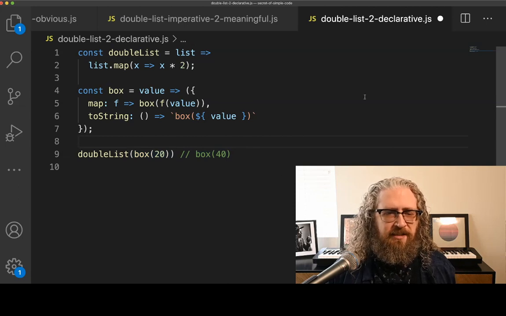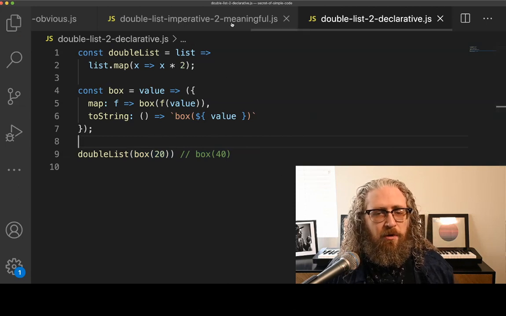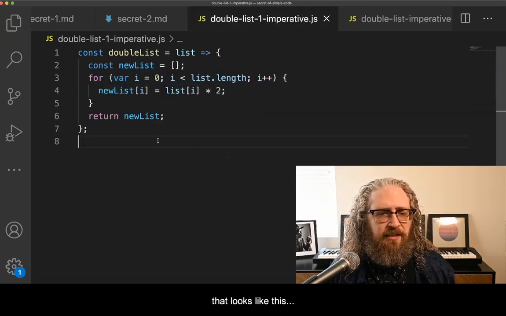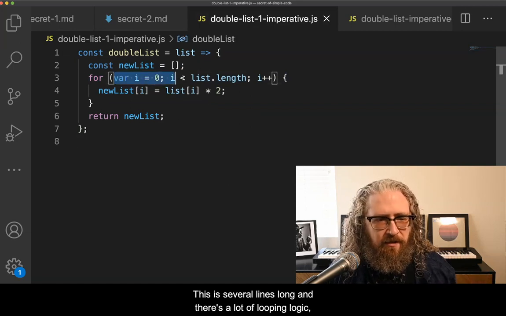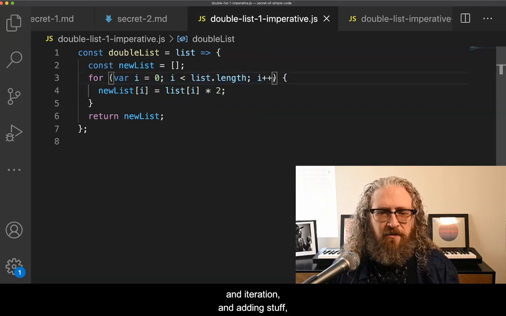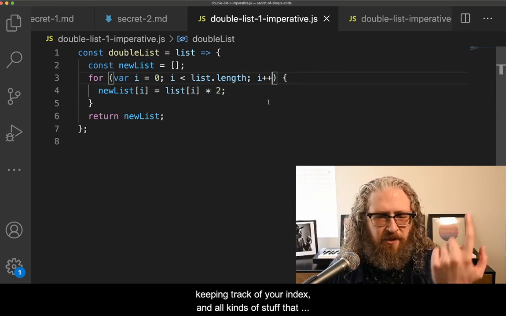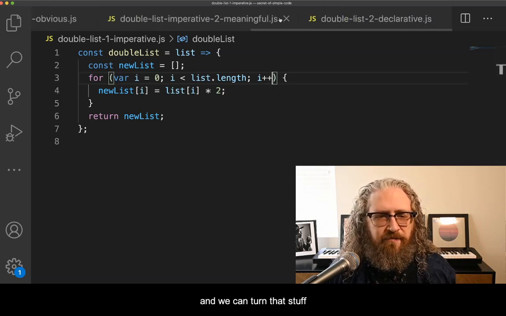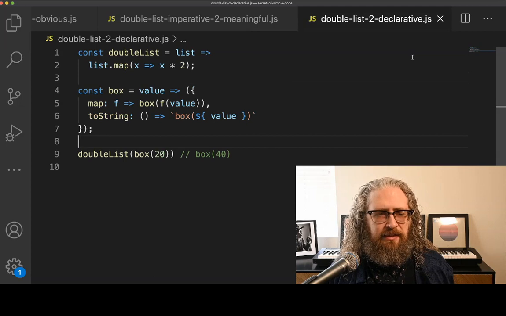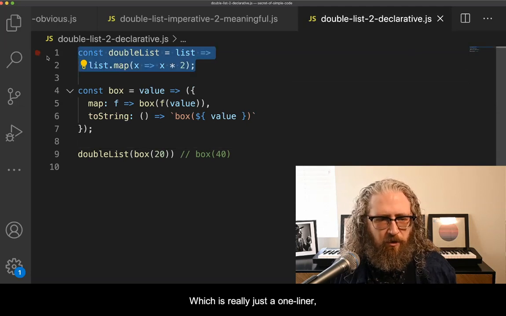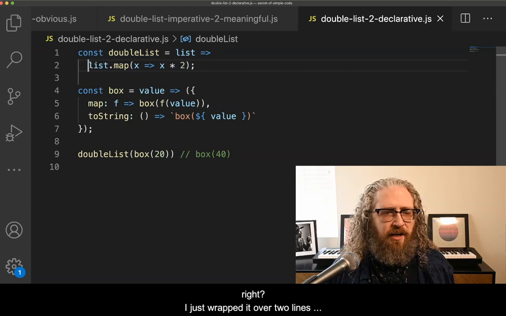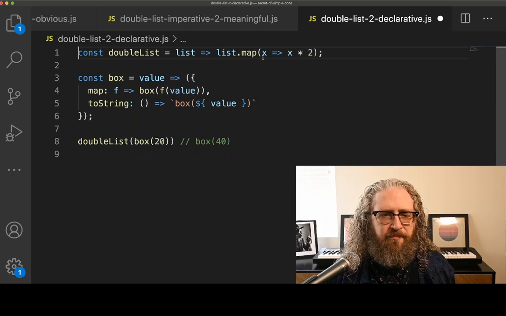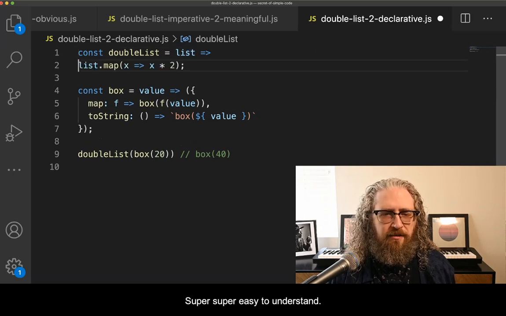In the meantime, let's get back down to business. So basically what we're saying here is that we can take code that looks like this. This is several lines long, and there's a lot of looping logic and iteration and adding stuff, keeping track of your index and all kinds of stuff that doesn't need to be in the code. And we can turn that stuff into this, which is really just a one-liner, right? I just wrapped it over two lines for readability's sake, but it's really a one-liner, right? Super, super easy to understand.